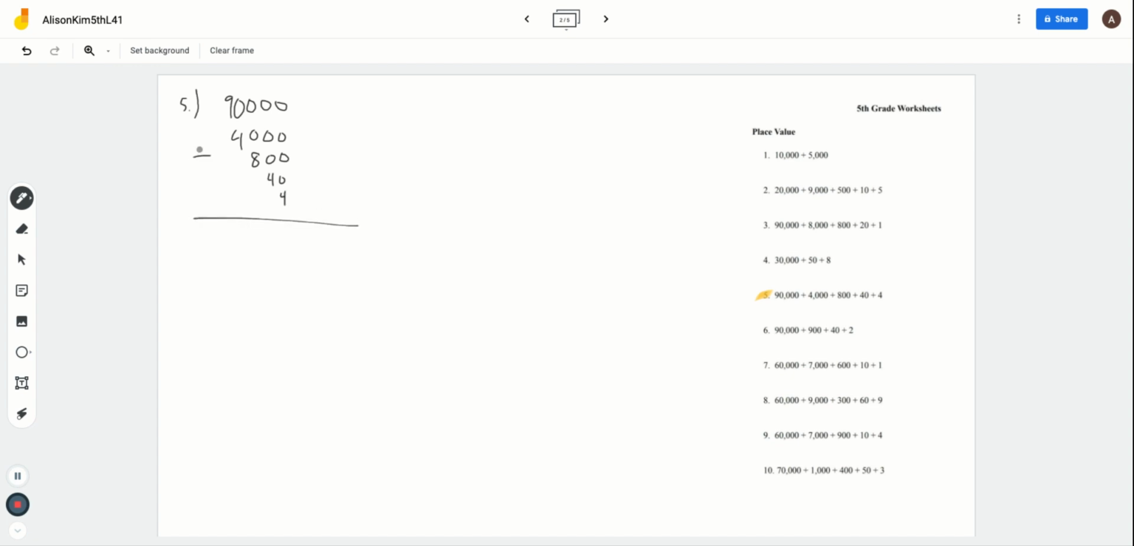Now we're going to add them. So we see that all numbers are basically almost perfectly aligned, and now we're just going to add. So the ones place is going to be a 4, the tens place is also going to be a 4, the hundreds place is 800, and then the thousands place is 4, the 10,000s place is 9. So our final answer for number 5 will be 94,844.